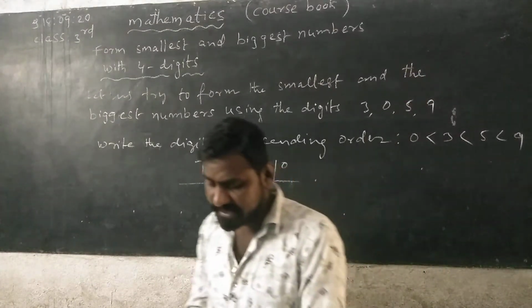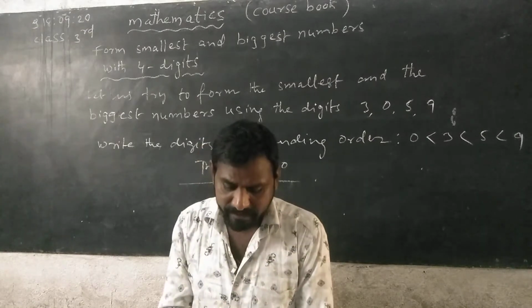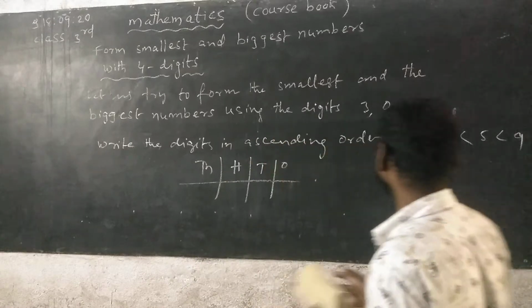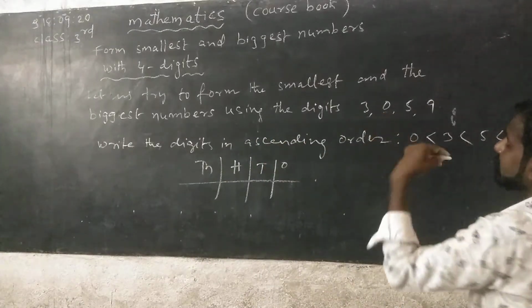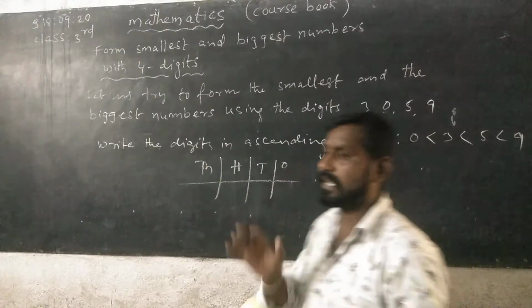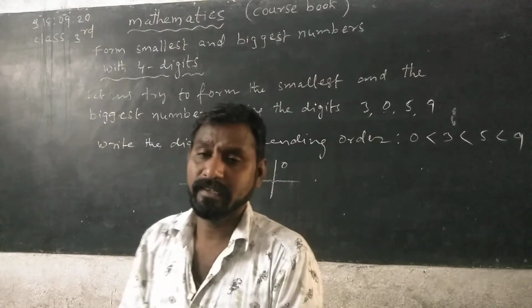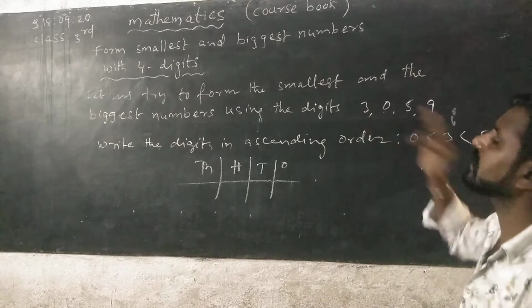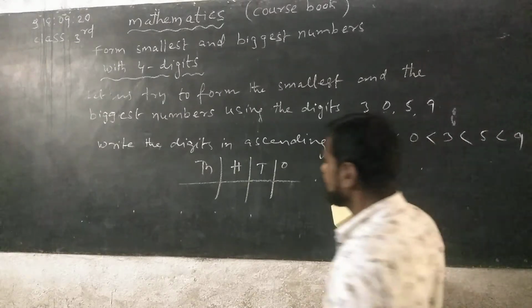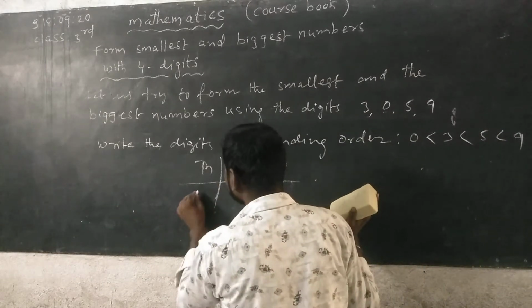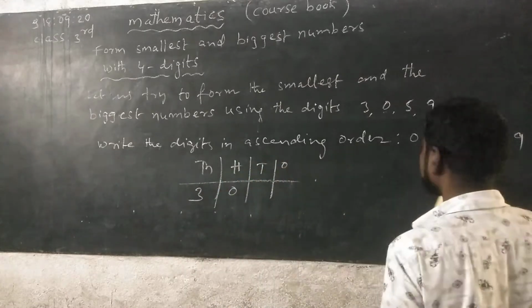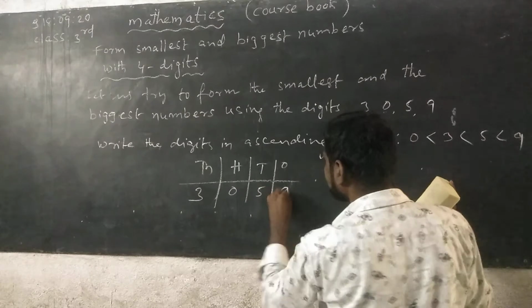is always formed by writing 0 at second place. You can write 3 in thousands place, 0 is in hundreds place, and next 5 tens place, 9 ones place.